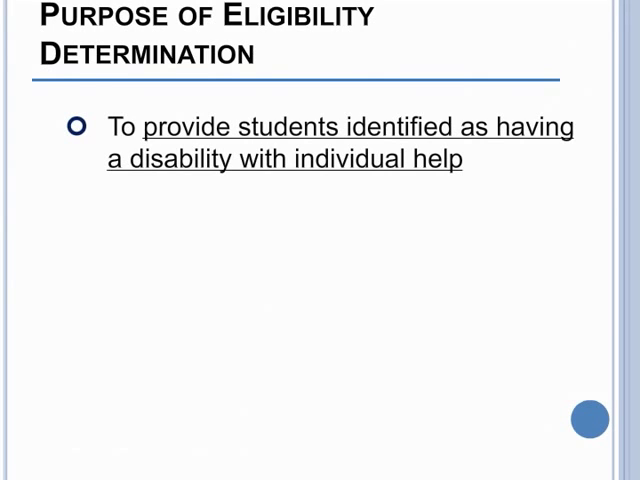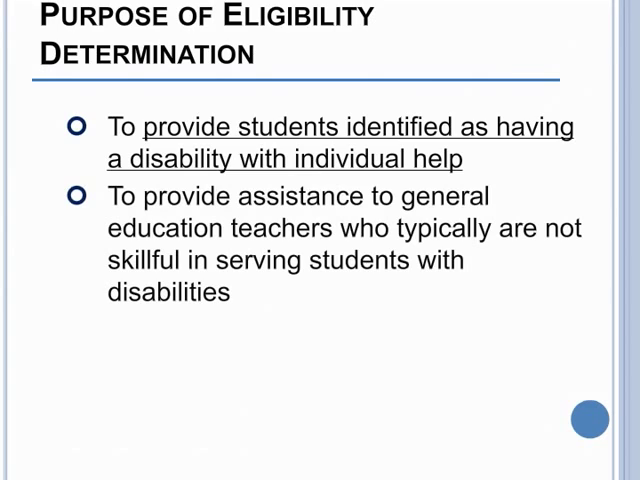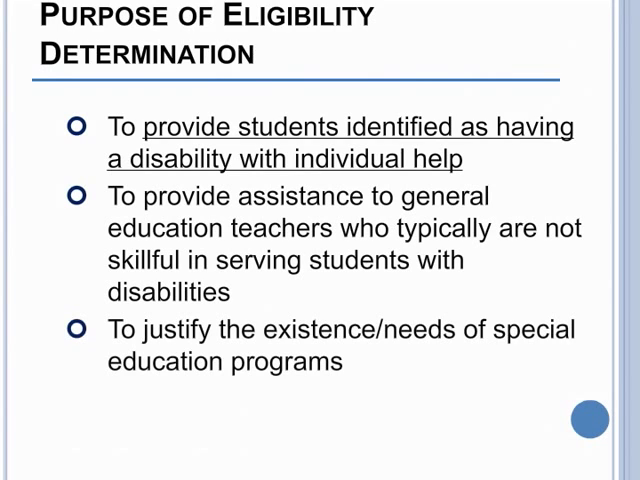The purpose of eligibility determination is to provide students identified as having a disability with additional help, to provide assistance to gen ed teachers, and to justify the existence or the need for special education programming.